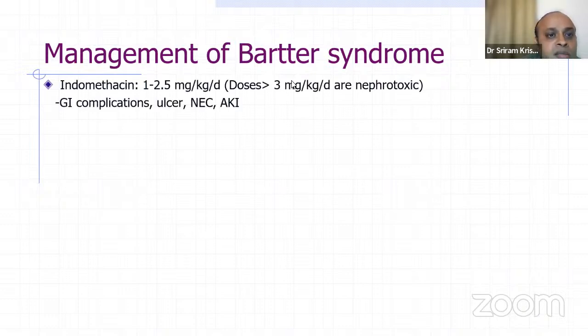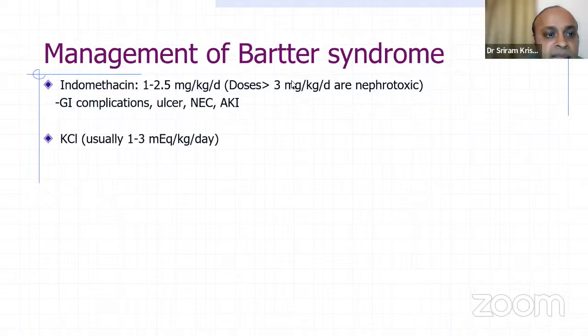So management of Bartter syndrome is through indomethacin. Dose is about 1 to 2.5 milligrams per kg per day. One should be cautious while using higher doses because they are nephrotoxic. And GI complications, ulcers, necrotizing enterocolitis, and AKI are reported with indomethacin. So one must be careful, especially because you are polyuric, and while having polyuria, if you give an NSAID, the nephrotoxicity might be enhanced.